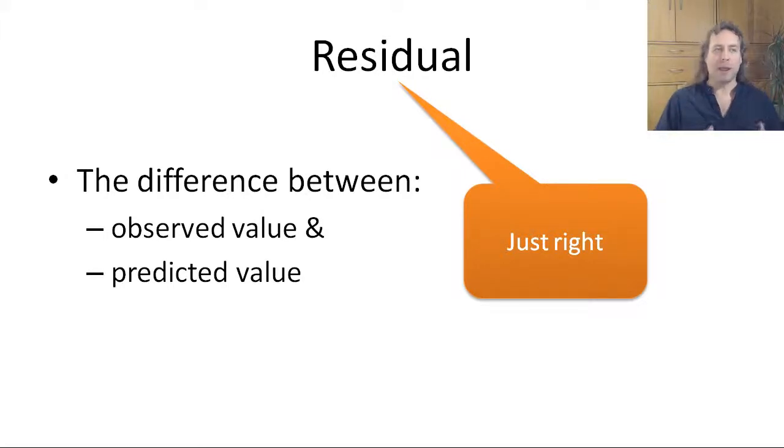We don't talk about errors. We shouldn't be talking about errors because it's unobservable. We don't talk about deviations because it's too ambiguous. But we do talk about residuals. And actually, out there, when you go and read around these different statistics, you'll find that people are using these terms interchangeably and they're using them incorrectly.